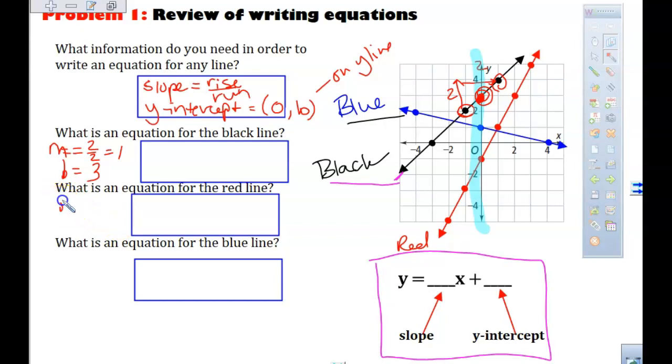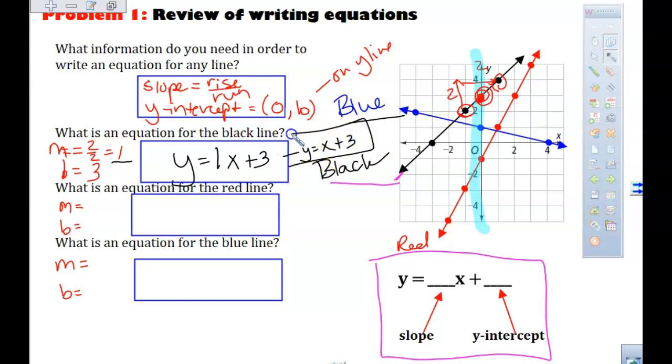For the red line, we're going to do the same thing: m equals, b equals. For the blue line, m equals, b equals. As you write your equation, would someone give me the equation for the black line as I am looking at that? Y equals, what do we have for our slope? Slope was 1, so 1x plus 3. Oh, someone doesn't like to write it that way. They put y equals x plus 3. That would be fine also, right?